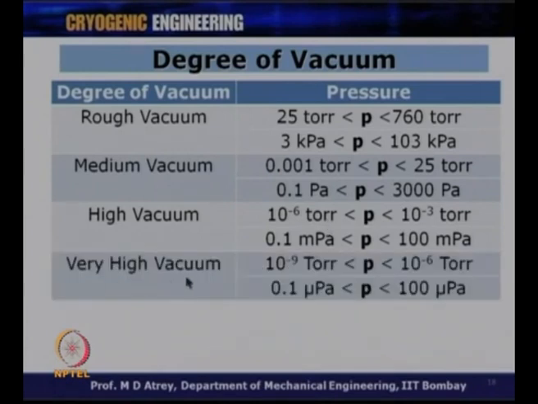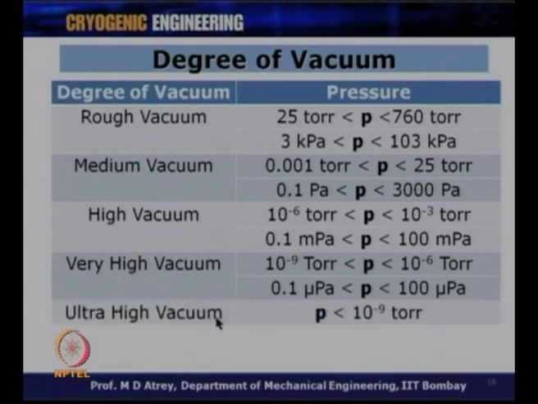And then we have a very high vacuum between minus 6 and minus 9 levels. When we get a pressure of the order of 10 to the power minus 8, minus 9, we say we are in the very high vacuum region. And then we have an ultra high vacuum, which is used for very special purposes, and this is pressure less than 10 to the power minus 9 torr. So, you can understand.